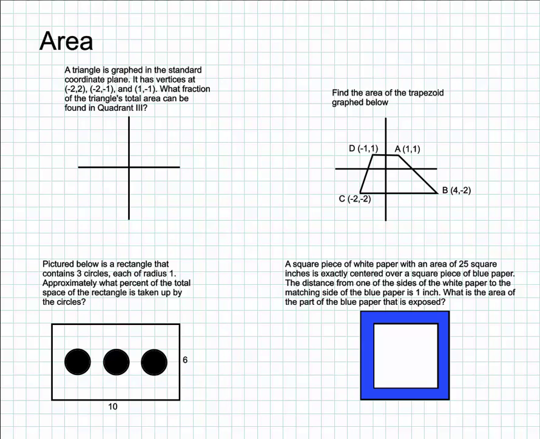Just like perimeter problems on the ACT, area problems are often asked in obscure ways. So in this video, I want to review a few different types of problems regarding area.